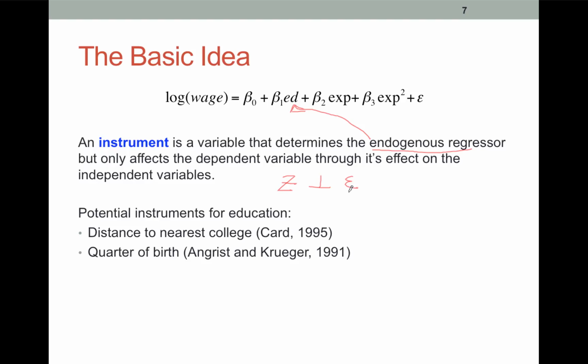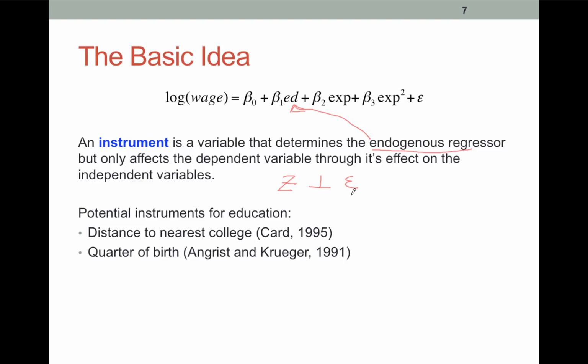Well, maybe, maybe not. If we think labor markets in areas with universities are substantially different from areas that don't have universities, then distance to nearest college is a poor instrument. If we think those labor markets are pretty similar, well, then maybe the instrument is okay.